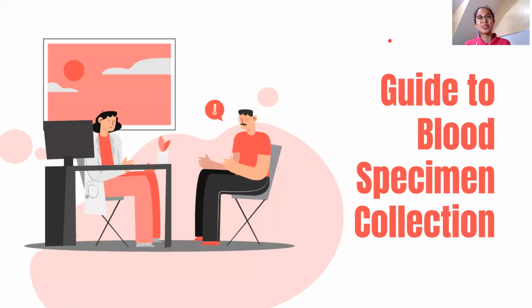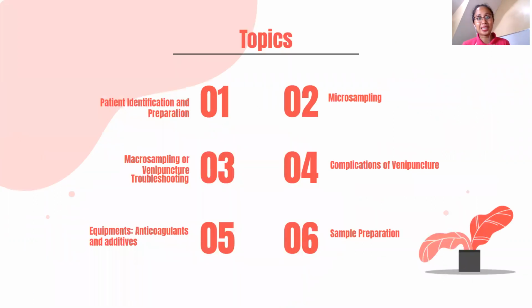So, hello guys. Today our video discussion is about a guide on blood specimen collection. What are you going to expect today? We will talk about microsampling and macrosampling in the collection of your blood. When we say microsampling, it's about skin puncture or capillary puncture or peripheral blood collection, and we have macrosampling or venipuncture. But before that, of course, you need to identify your patient.